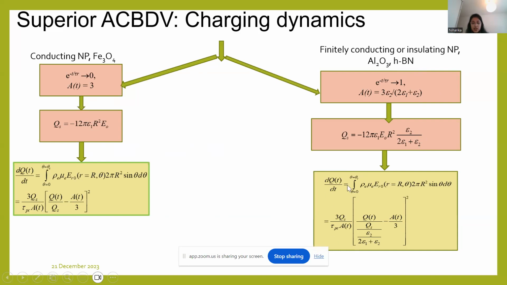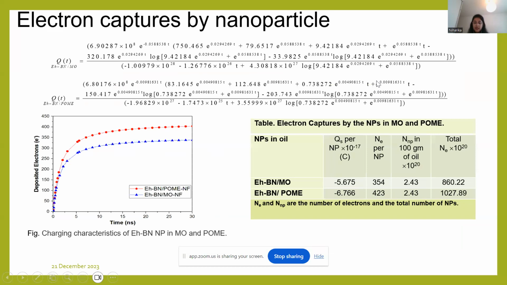Here we can see the charging rate of the nanoparticle when we are using the insulating one. And by using any kind of software, maybe MATLAB or Mathematica, I have used Mathematica. So here we get the charge deposition on the nanoparticle by these two equations. One is with mineral oil, the other is with Pongamia oil methyl ester.